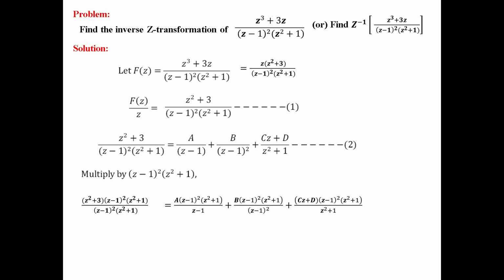For that, first we put z equal to 1. So when z is equal to 1, left hand side 1 square plus 3 is equal to 4, which is equal to first term A into (1 minus 1), 0, first term 0, plus B into (1 square plus 1), 2B, right, plus (Cz plus D) into (1 minus 1), 0. So 2B is equal to 4. Therefore B is equal to 4 by 2, which is 2.